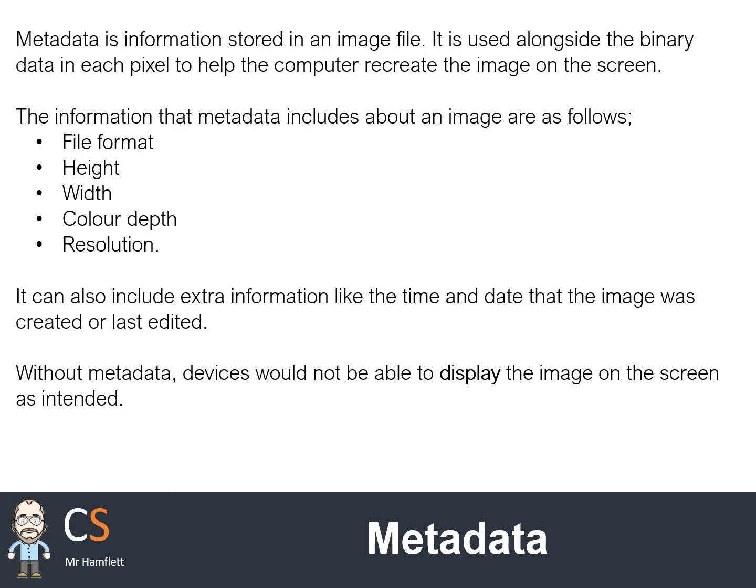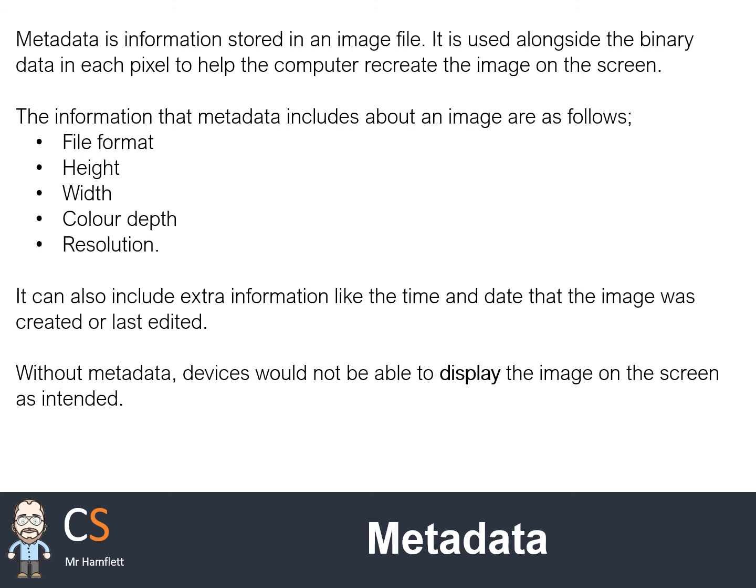Now this metadata is information that's stored about an image, and it's stored with the image itself. So that extra information is stored alongside the data that we need to actually represent each pixel. That information might include file formats. So is it a JPEG image, is it a GIF image, or is it a bitmap image? Because the different file formats are stored differently and are read differently as well.